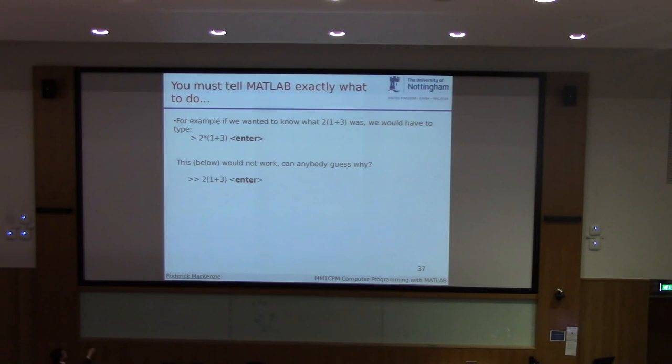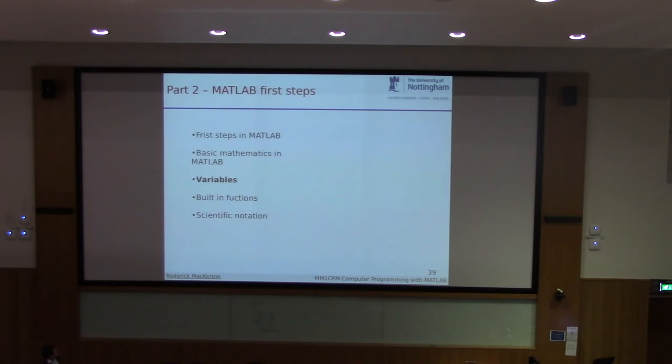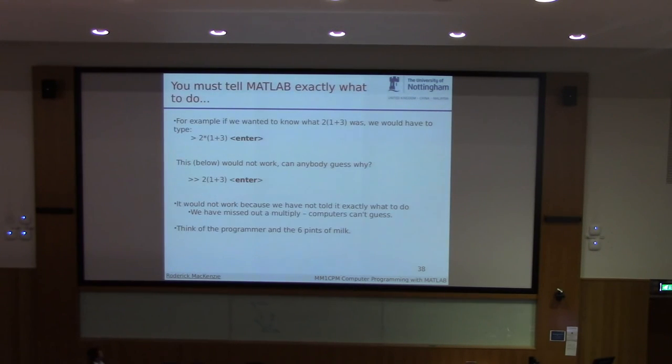Here what happens is the computer goes 2 star, oh, that's a multiply, I'm going to be multiplying. Good, open brackets and it does its stuff. Here it goes 2 bracket, you haven't told me what to do. What do I do now? So this wouldn't work. It applies no intelligence at all. This is how computers really are. They sometimes look clever, but that's only because they've had a clever programmer. So watch out for traps like that. Think back to the programmer with his 6 pints of milk.